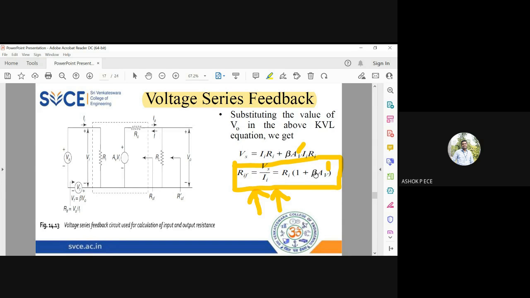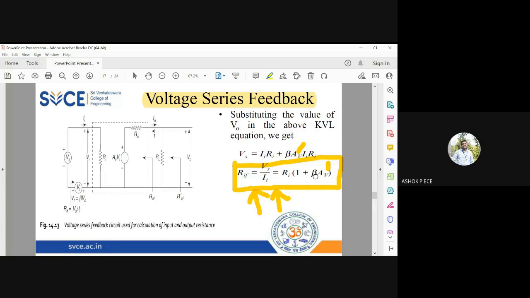If you put beta equal to 0, if there is no feedback, then you will get RIF equal to RI. So when you don't have feedback, everything will become the same. RIF will be equal to RI. Because of the presence of negative feedback, your input resistance with feedback is increasing.